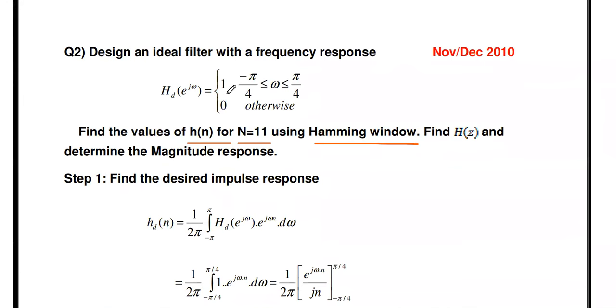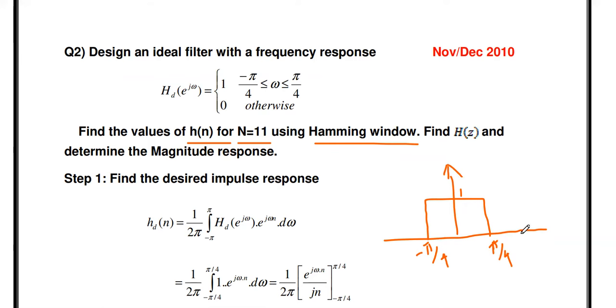Okay, so first, what's the given data? The HD of e power j omega is constantly 1 for the frequency between minus pi by 4 to pi by 4. So for the frequency between minus pi by 4 to plus pi by 4, the HD of e power j omega is 1, and for the remaining frequency, it is 0. So this is the frequency response value given in our problem.